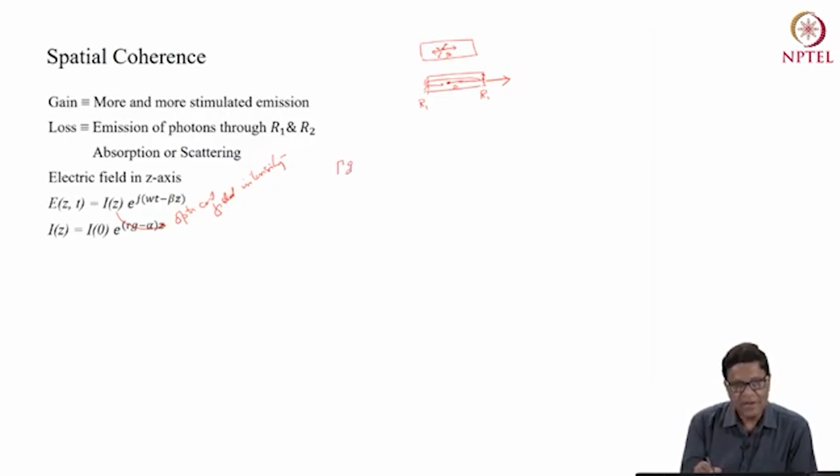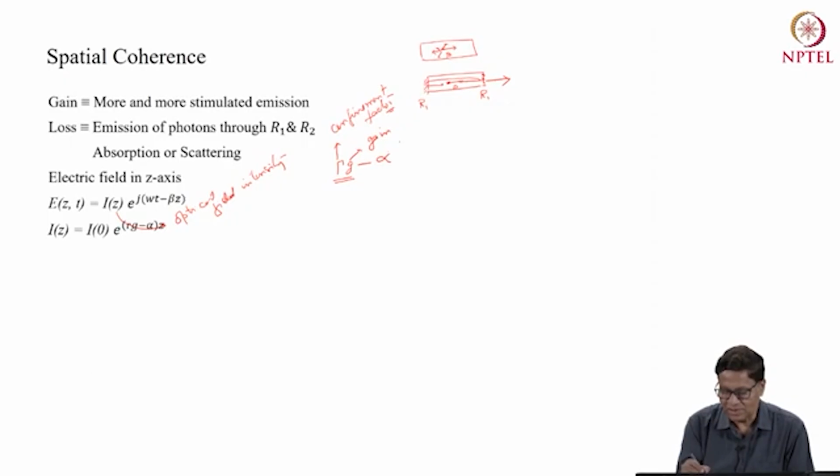tau g is the gain, and this tau is the confinement factor, how the light is confined. And this basically gives you some idea about the gain, the total gain in the system. And then there is some loss happening, which is alpha, and this loss is some light coming out of the mirror, some light getting absorbed, some light getting scattered. So this is actually the net gain.